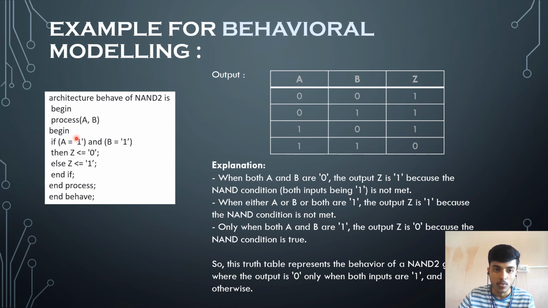This process is executed sequentially, by checking whether A and B are equal to 1, then only assigning the Z value 0, else assigning Z to 1, in all these combinations. So I am ending this behavioral model, that is, the architecture which I declared. The same description is explained in this slide.